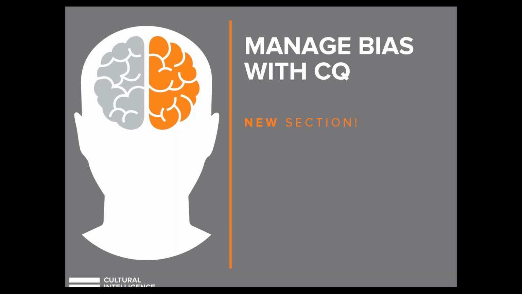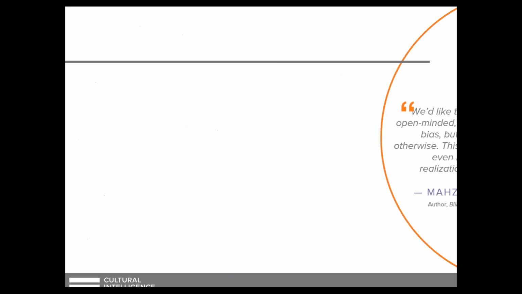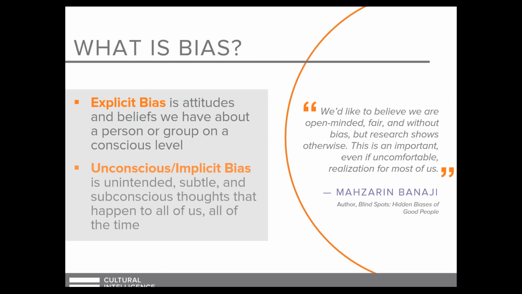Okay, because we've worked really hard to demonstrate the connection between unconscious bias and CQ, we've actually created an entire new session or section just on that. So I want to highlight a few things that you'll find in that new section. So we start out, as we have before, explaining what unconscious bias means. We give the distinction between explicit bias and unconscious bias or implicit bias, which we use those terms interchangeably.